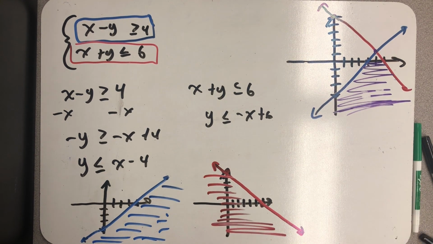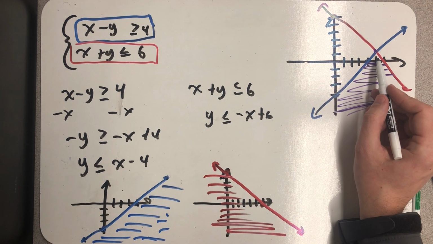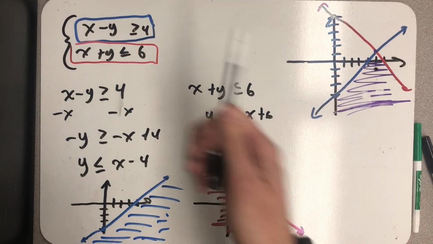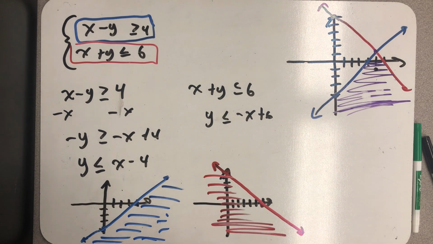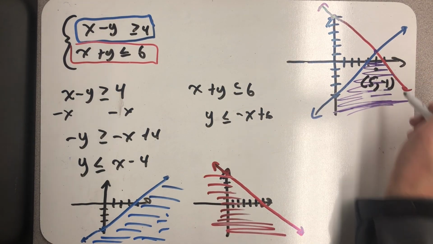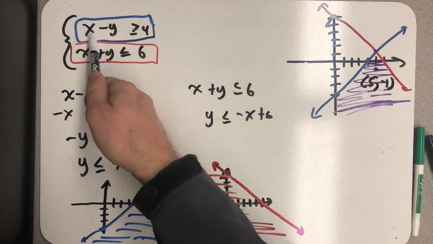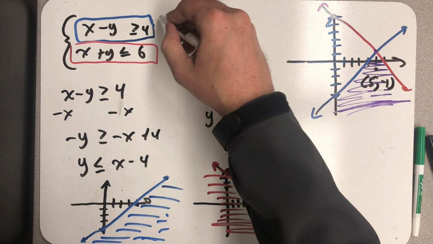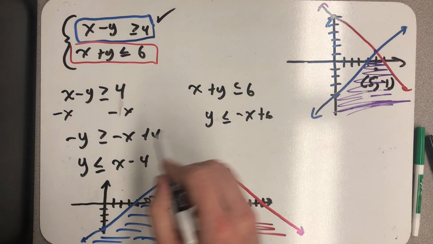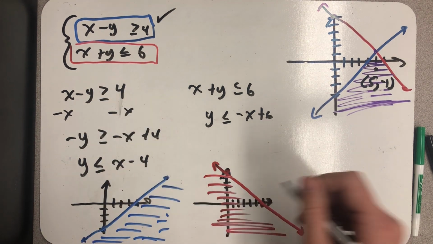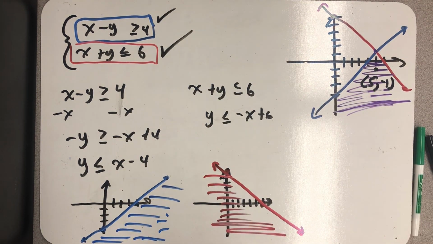And again, we could pick a sample point, and something like 5 comma minus 1 would work. You plug that into both equations, and it has to work in both at the same time. So that is 5 comma minus 1. All right, so I plug that in. I get 5 plus 1 is 6, which is greater than or equal to 4. I plug it into the second one, and I get 5 plus a minus 1. Well, that's 4, which is less than or equal to 6. So now I definitely know I've shaded the correct region.